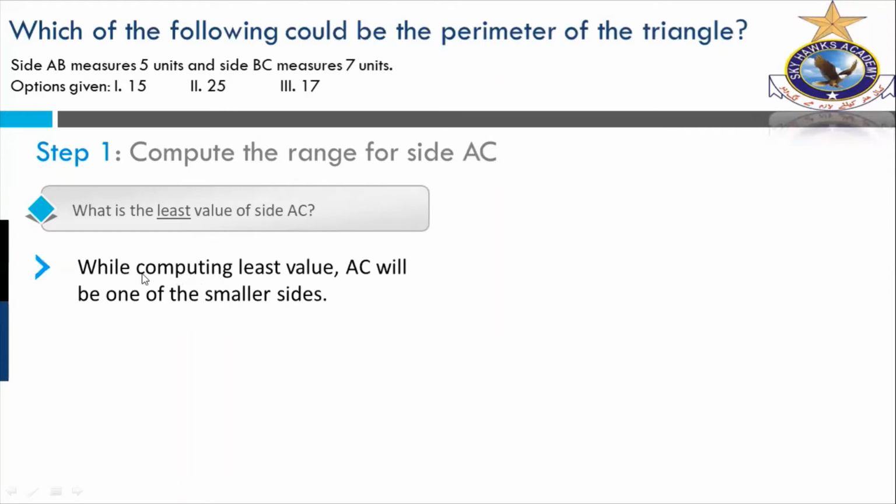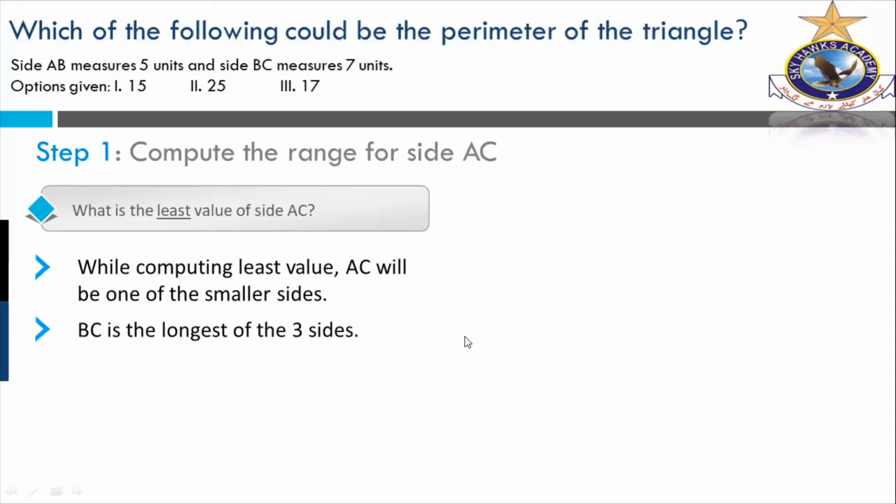AC will be one of the smaller sides while computing the least value. We are not sure which one is the smaller. Maybe BC is the smaller, or AC, or AB. BC is greater than AB, but we are not sure about AC. AC may be greater than BC. Till now, BC is the smallest one, but AC will be one of the smaller sides, not the smallest. That may be smaller than this one or than this one.